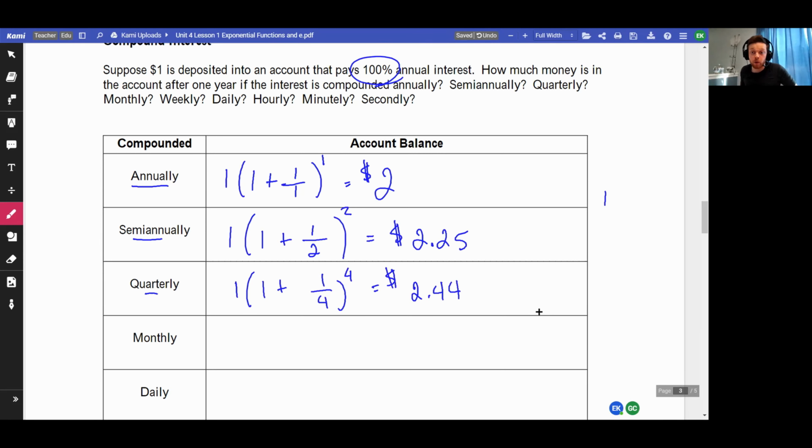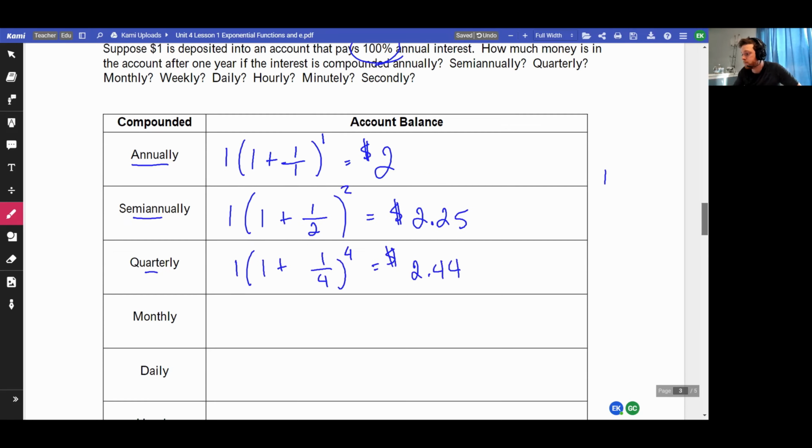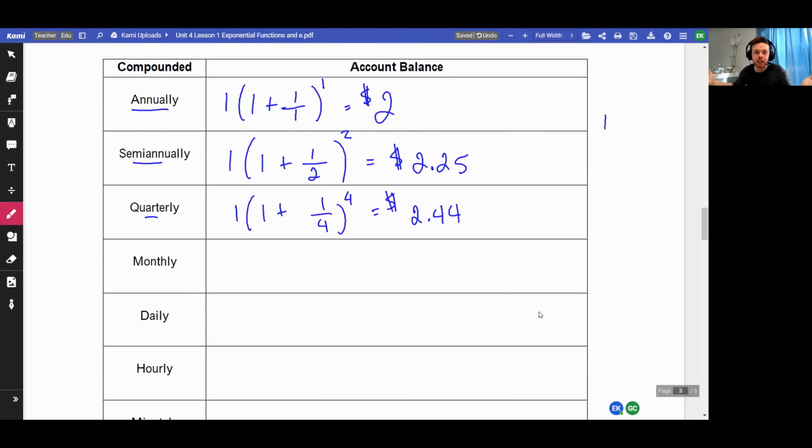Yeah. So banks always round down. I actually believe that's a thing. I mean, you gotta live with it. Banks round down.